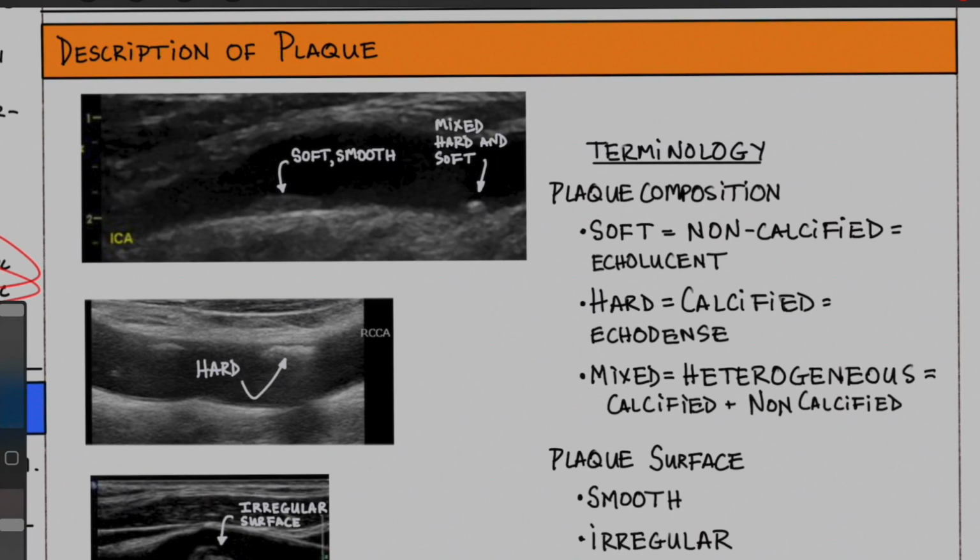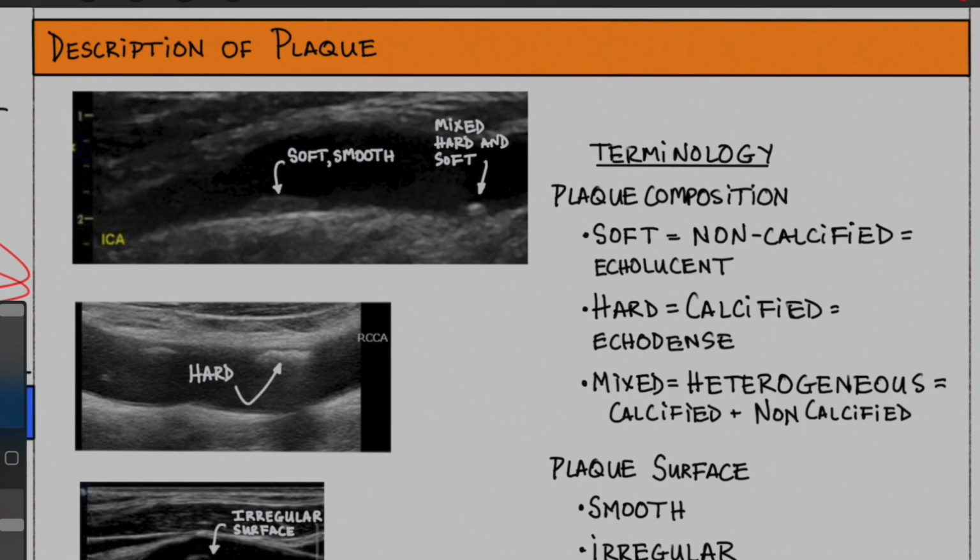New topic, description of plaque. This is one of the great things about vascular ultrasound. I love it. You really get to see the enemy in a way you don't in echo land. See the atherosclerosis, see it live. It's even better than CT.